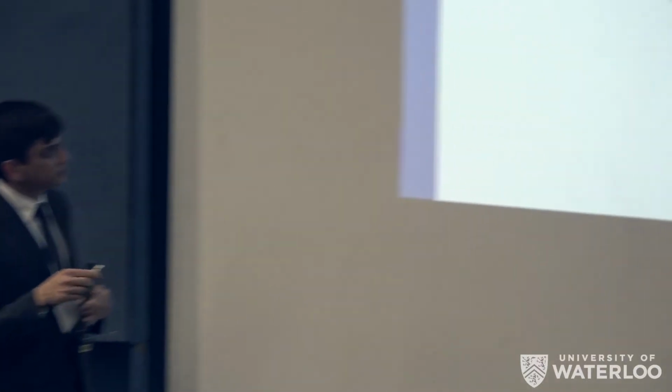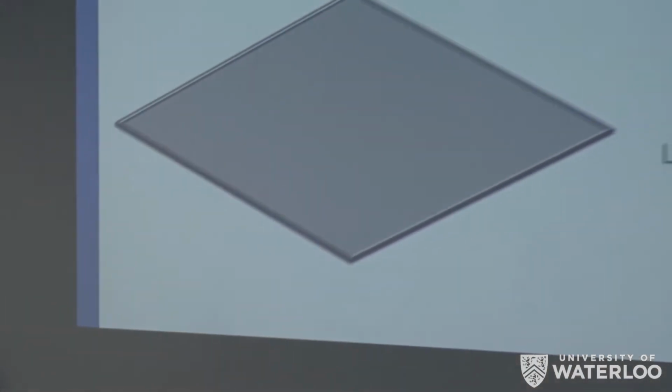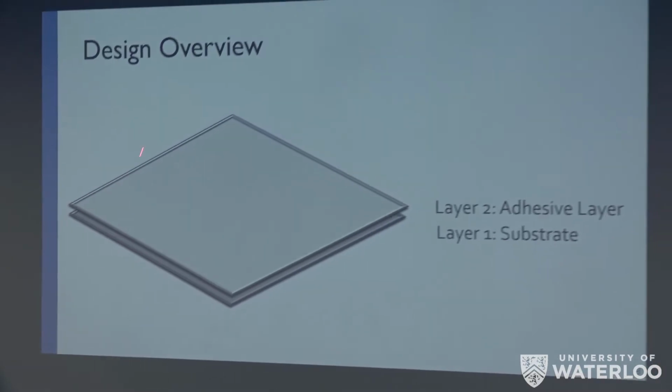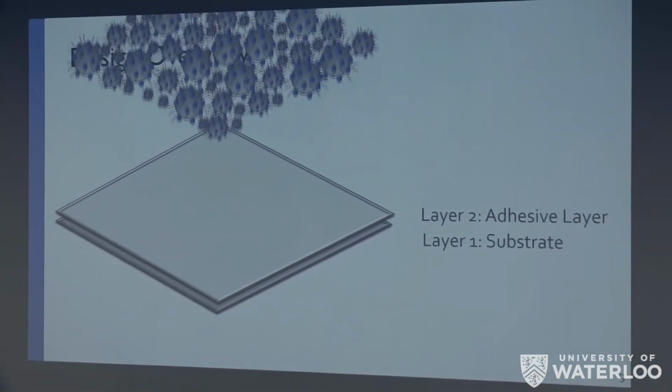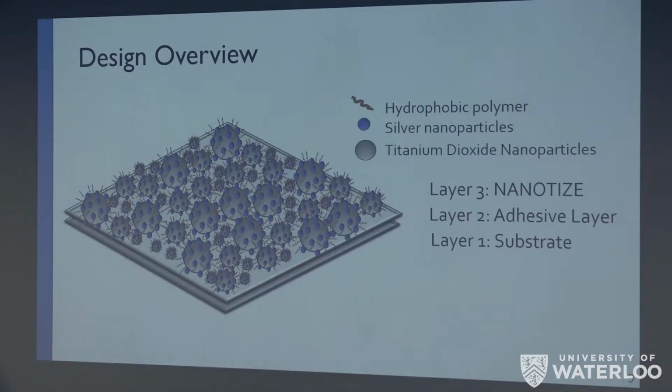So this is what we have designed our Nanotize coating to look like. We start off with a substrate that we would like to coat. We then deposit a layer of adhesive on it. And for this step, we have been able to use commonly available adhesives from the local hardware store. And lastly, we deposit our layer of Nanotize to the surface to complete the coat. This just takes a couple of minutes to dry, and it's good to go.